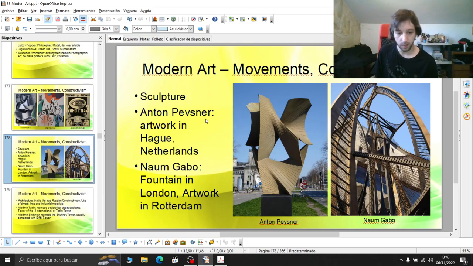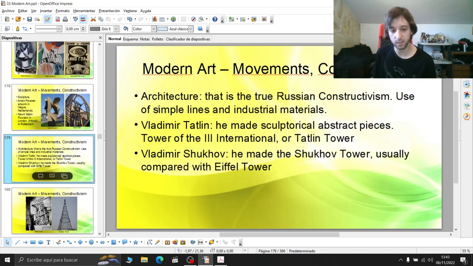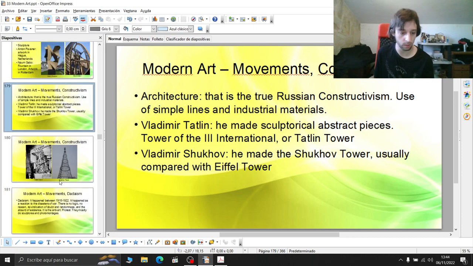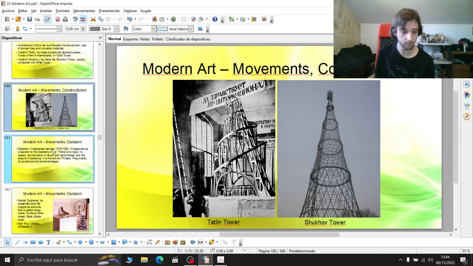Sculpture with Anton Pevsner and Naum Gabo. And architecture, that is the true Russian constructivist aims. Use of simple lines and industrial materials. Vladimir Tatlin made sculptural abstract pieces. And Vladimir Zhukov made the Zhukov Tower. Here you see Tatlin's Tower and Zhukov Tower.